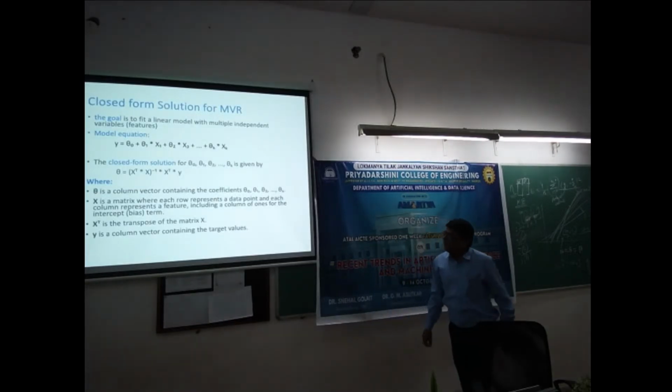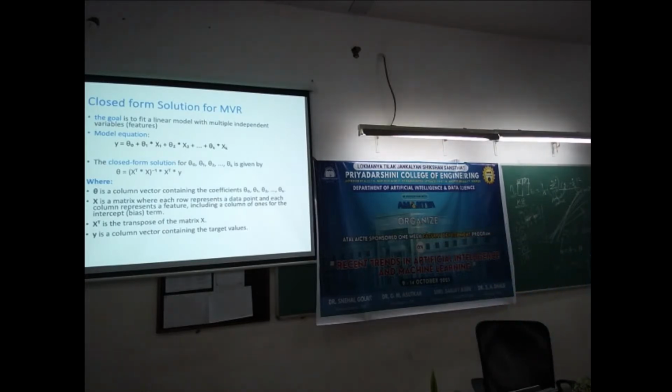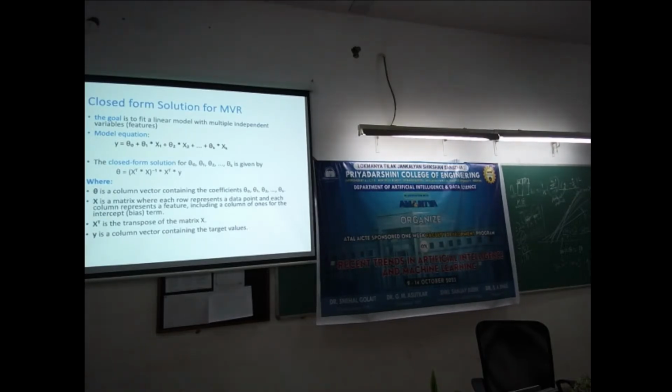Now see, why should we go for gradient descent? Naturally you will ask this question, because we have learned that machine learning should not be used when direct solutions are available. Suppose there is some formula, then why go for training? You directly put the values in the formula and find the output. So why should we go for gradient descent?